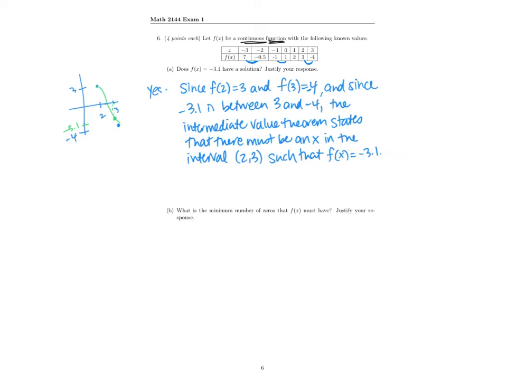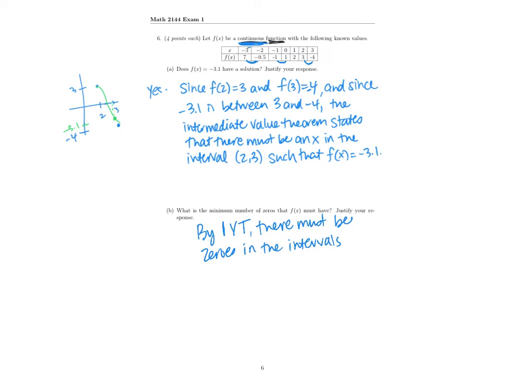So what's happening there is, since my y values are switching from negative to positive or positive to negative, and I know my function is continuous, then it must at some point cross the x-axis and make a zero. So I'm seeing a minimum number of 3 zeros. So by, again, the intermediate value theorem, there must be zeros in the intervals. Okay, so what are the intervals?